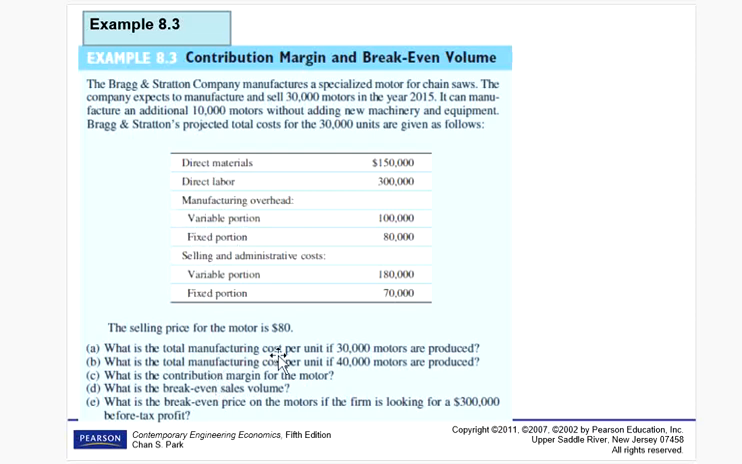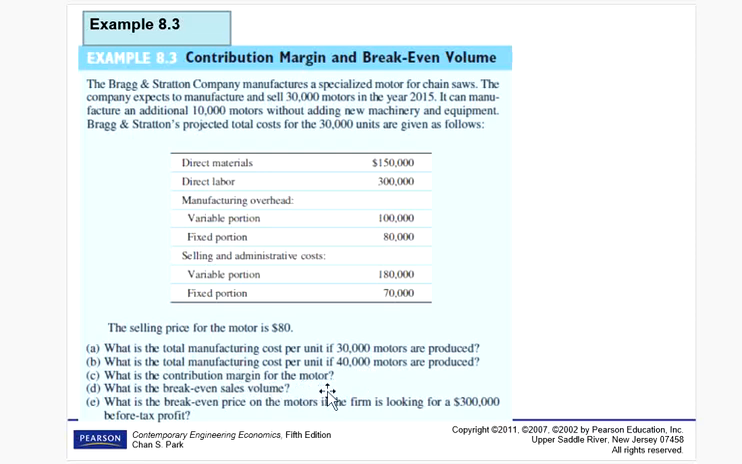So what is the total manufacturing cost for 30,000 units? So simply we just add all of them, right, and divide by 30,000. So we get the manufacturing cost per unit, easy. What is the total manufacturing cost if 40,000 are produced? Then again we need to calculate it separately. It's easy. What is the contribution margin per unit?